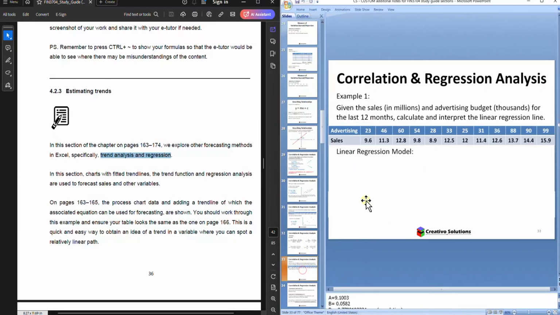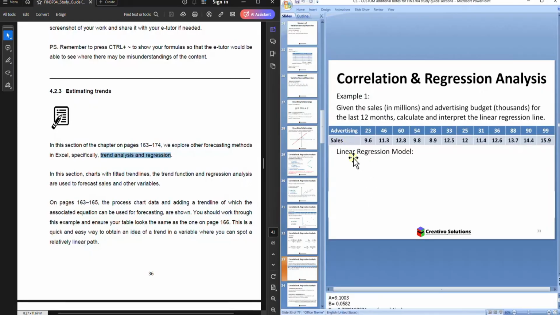There's another one here where I looked at a budget, calculating and interpreting the linear regression line. In other words, here you've got advertising spend and you've got sales. Does advertising boost sales? Yes or no?